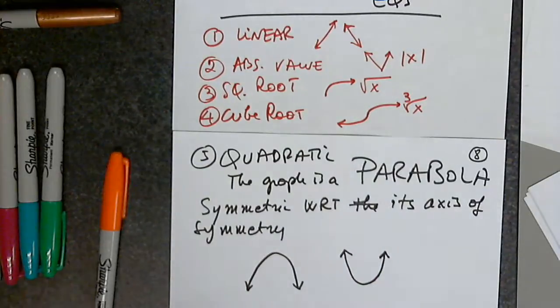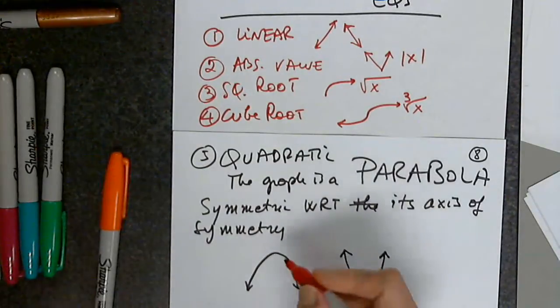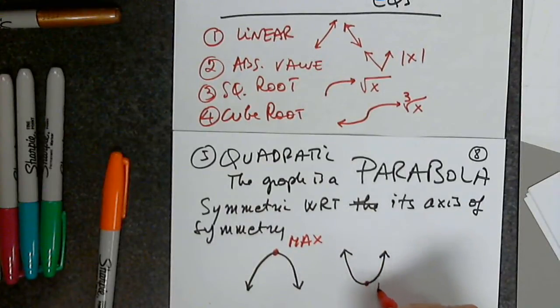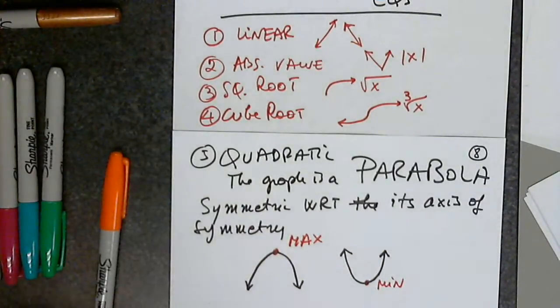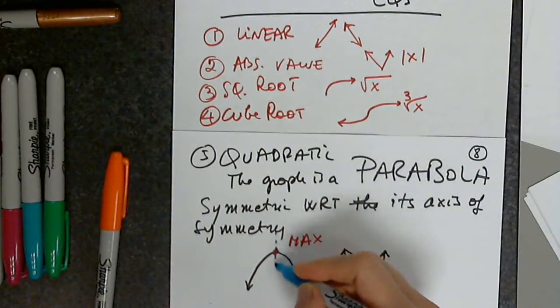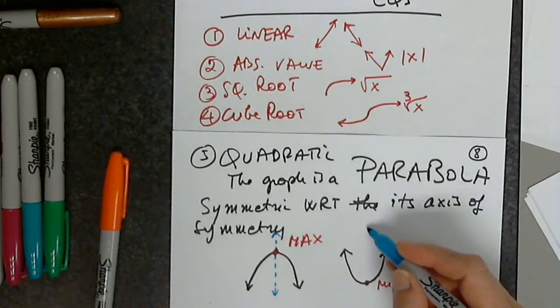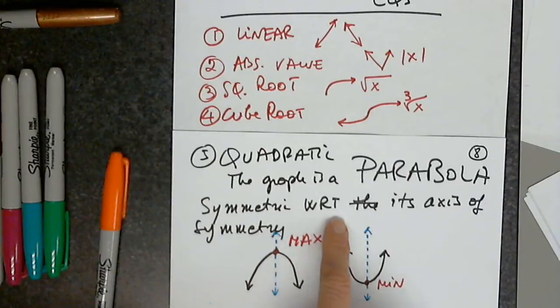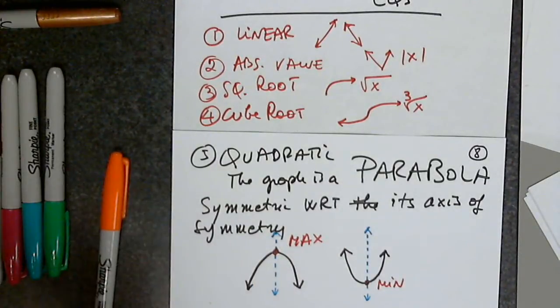So a parabola can have a maximum or can have a minimum. And as I mentioned, it's a symmetric graph with respect to this axis of symmetry. This is the axis of symmetry, the vertical line passing, yes, Becky? With respect to its axis of symmetry.